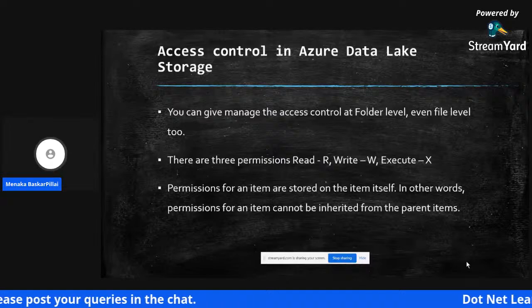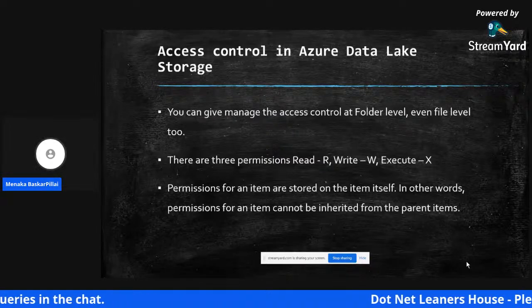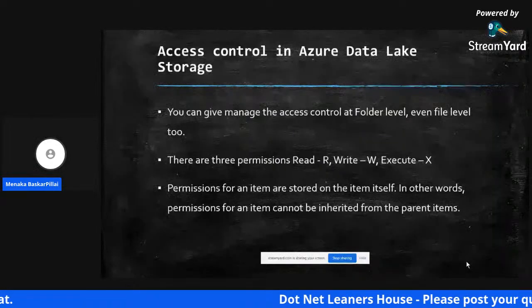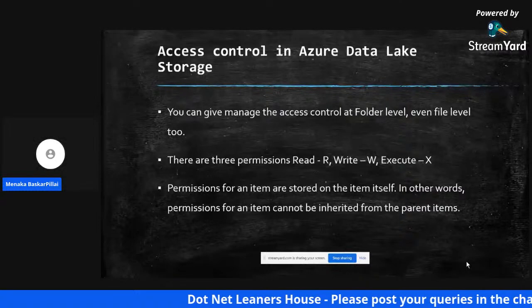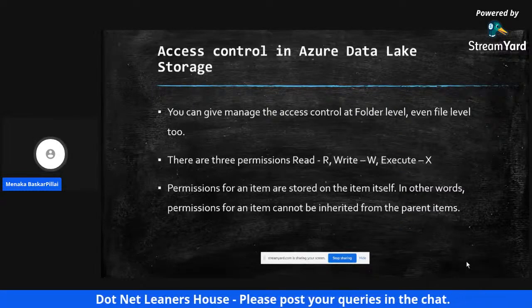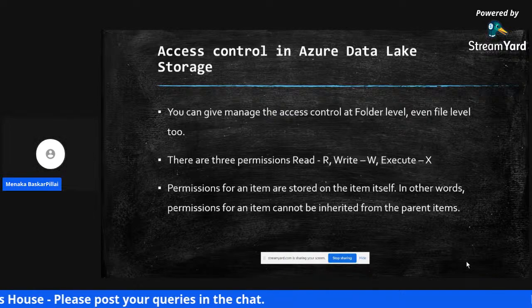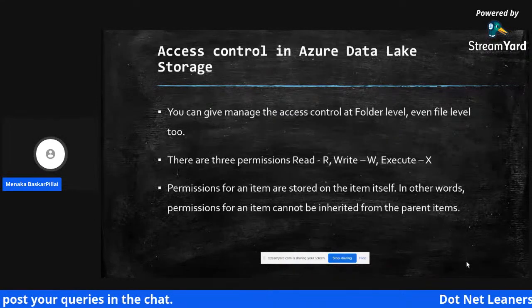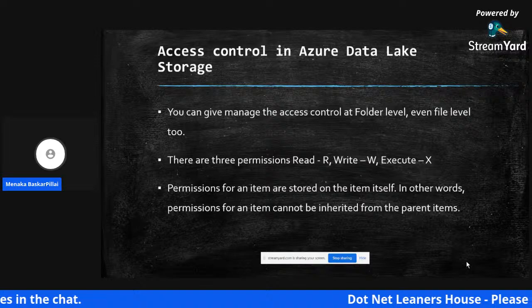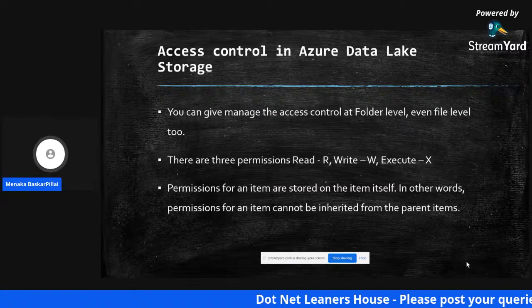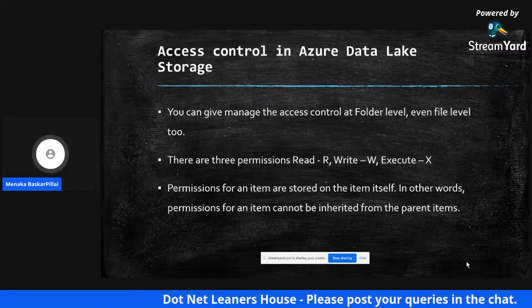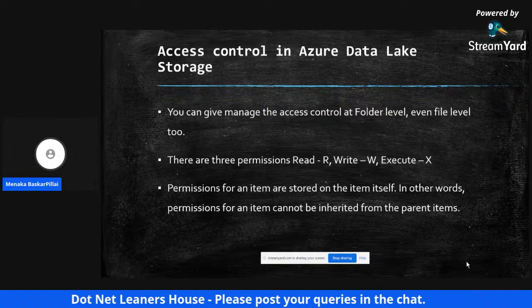Permission for an item is stored on the item itself. In other words, permission for an item cannot be inherited from the parent item. For example, if you give access to a particular file and a particular folder, and you create a child folder from the parent folder, you need to set the access permission again for the child folder that has been created from the parent folder.